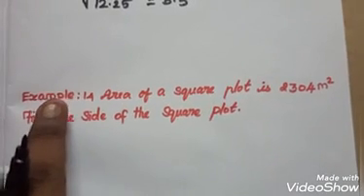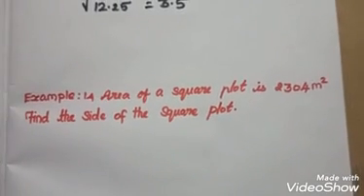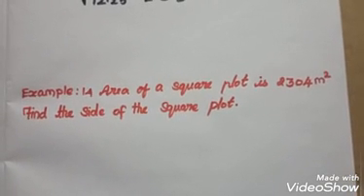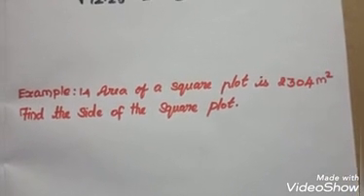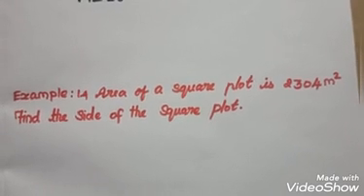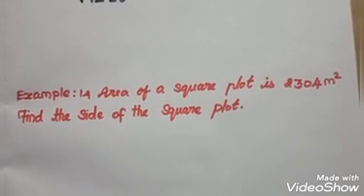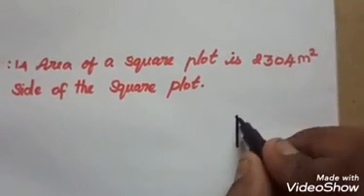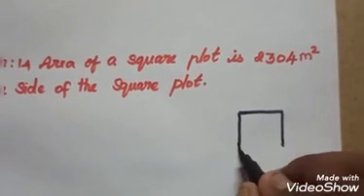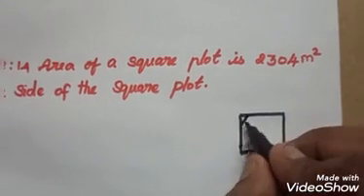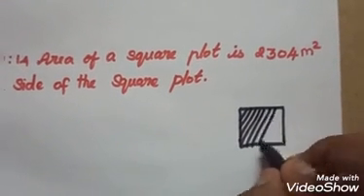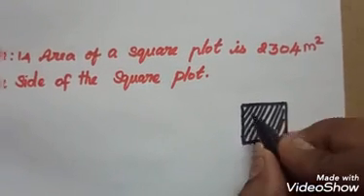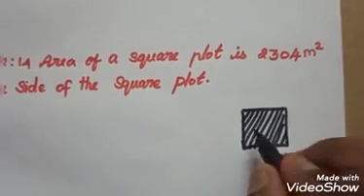So listen, now we see example number 14. The area of a square plot is 2304 meters square. Find the side of the square plot. By using the long division method, we need to find out the square root, that is the side of the square plot. So you know this is a square plot. Area means the total space; if you take the surrounding, that is the perimeter. This is the area.